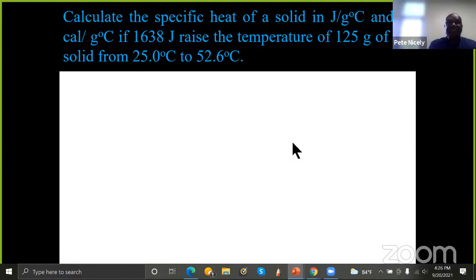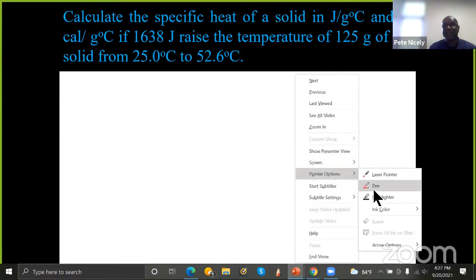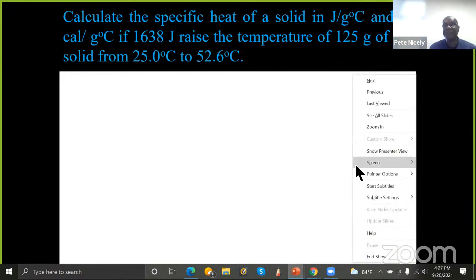Okay, so let's look at this example right here. This question says you have to calculate the specific heat of a solid in joules per gram degree Celsius and in calories per gram degree Celsius if 1,638 joules raise the temperature of 125 grams of a solid from 25 degrees Celsius to 52.6 degrees Celsius. Okay, so the equation we're going to use, let me go back to my pen.